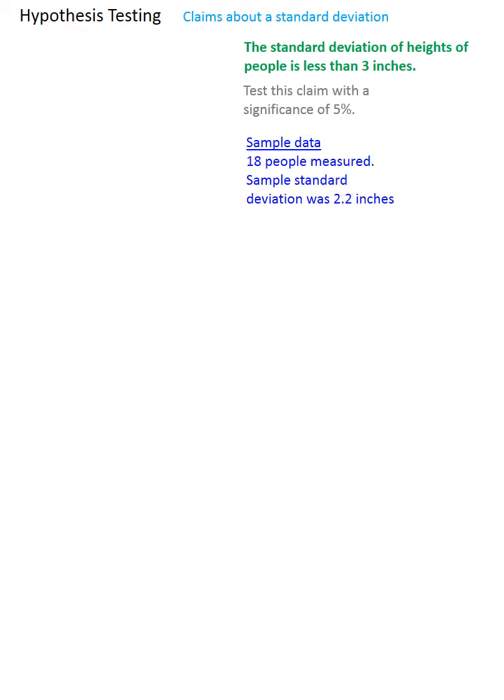so here's some sample data. 18 people's heights are measured, and suppose the sample standard deviation for those 18 people was 2.2 inches. We call that S.